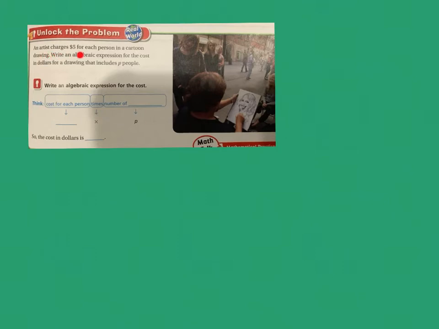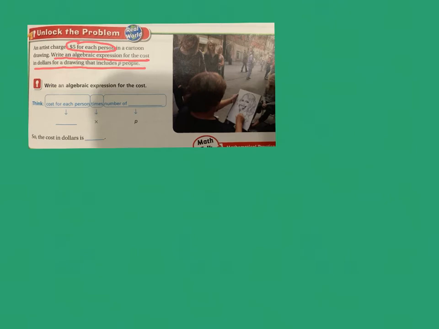An artist charges $5 for each person in a cartoon drawing. Write an algebraic expression for the cost in dollars for a drawing that includes p people, unknown amount of people. They want me to write an algebraic expression in dollars for the drawing. Circle the information they gave us. We know that it is $5 for each person in a cartoon drawing.